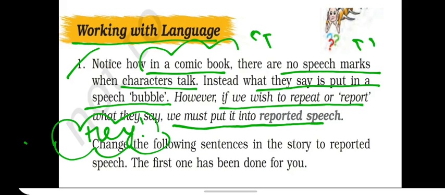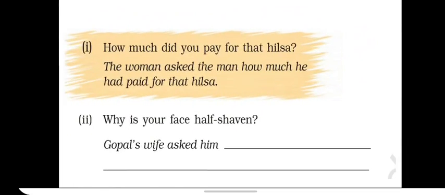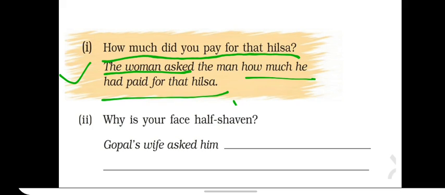Now we will find that out in the following sentences, and the first one has been done for you here. How much did you pay for that hilsa? Now this is not reported speech. This is what the character said, and there is no change in any word. When we report this to someone else, we will say, the woman asked the man how much he paid for that hilsa. So the lower one is reported speech and the upper one is called direct speech. The upper one is a dialogue because there's no change in the words, and the lower one is reported speech, and we do have some changes here.